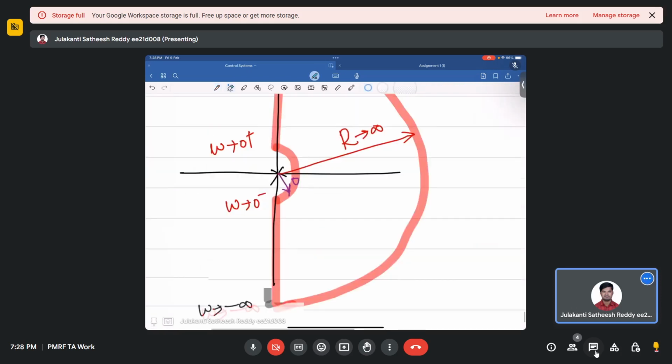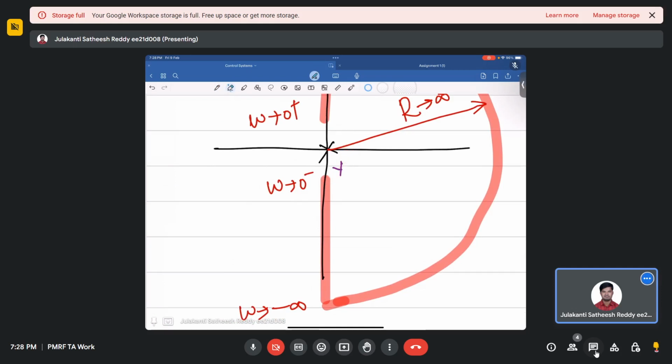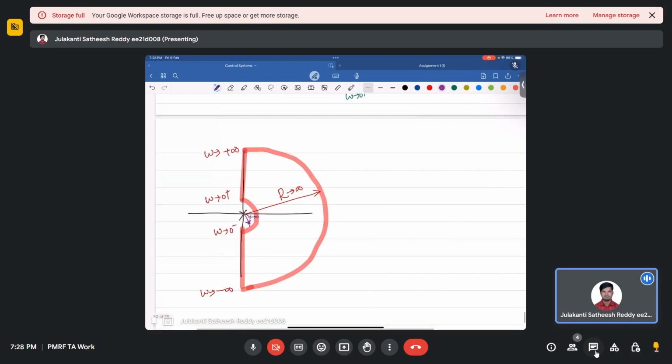And again, you represent this one as small r, with small r tends to 0. You can say this is 0, right? Now let's map the big circle, having this radius. So s is equal to R e power j theta, where R tends to infinite, and theta is moving from plus pi by 2 to minus pi by 2.